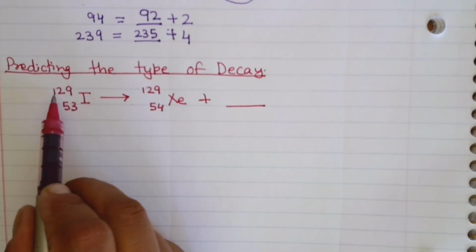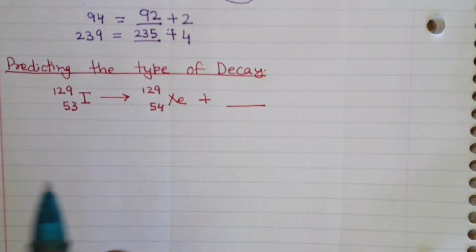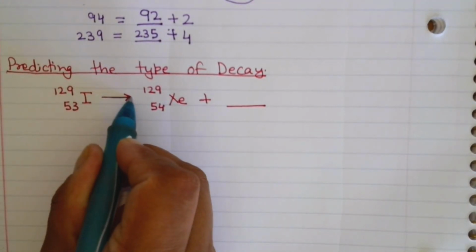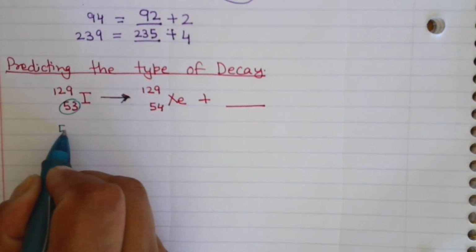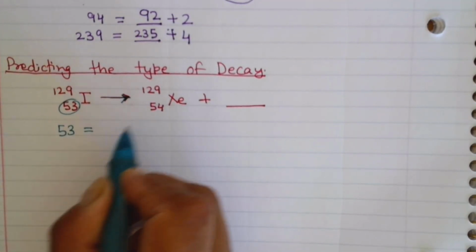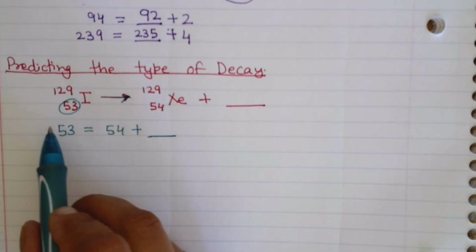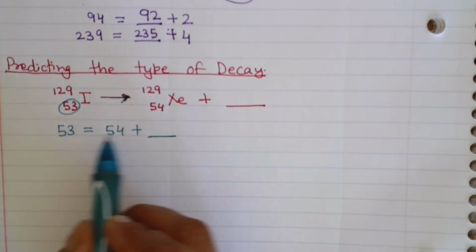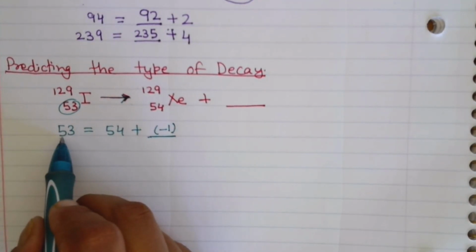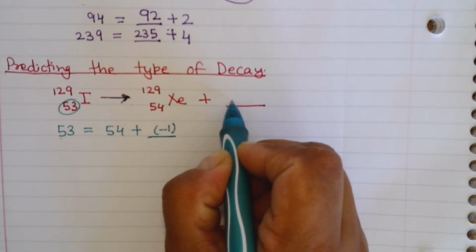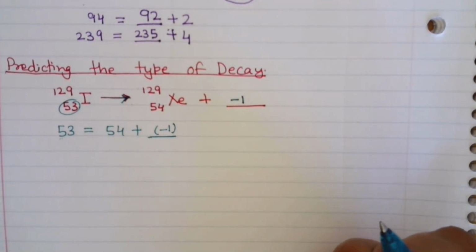We know we're going to start with the atomic numbers first. So let's write down the atomic numbers. On this side, this is our equal to, we have an atomic number of 53. This is equal to 54 plus blank. Now if I add a -1 to 54, I know it's going to be equal to 53. So the particle that was emitted has a charge of -1.